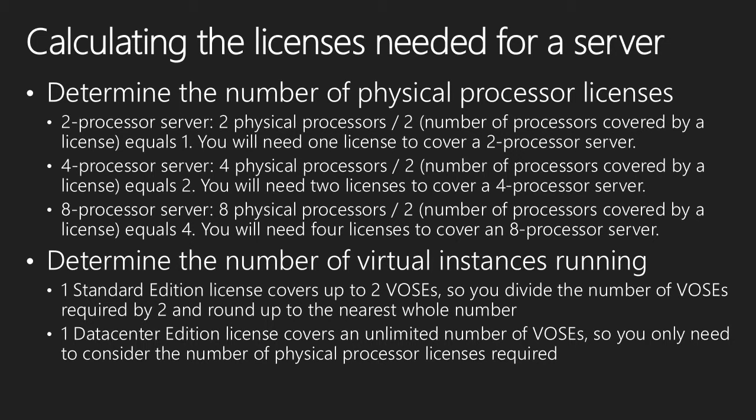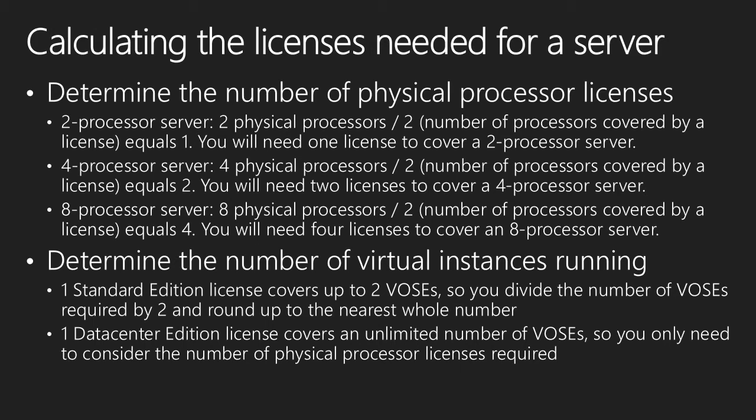Now, how do you determine the number of virtual instances running and what the requirements are there? Well, as we've already discussed, 1 standard edition license covers up to 2 virtual operating system environments. So you divide the number of virtual operating system environments you need by 2, and you round it up to the whole number. And with data center, as I've mentioned, this is much easier because all you really need is 1 that covers you from the number of VMs. So it actually simplifies these types of calculations.